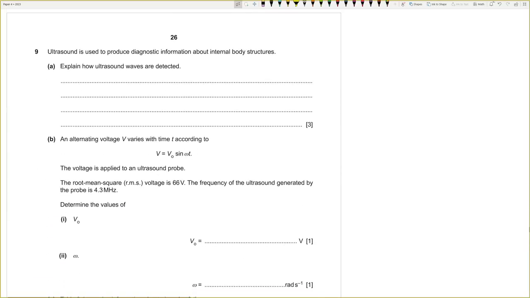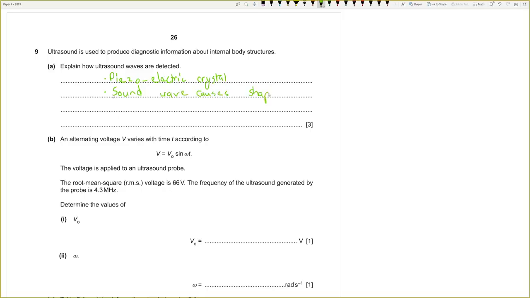Explain how ultrasound waves are detected. Okay, so we basically use a piezoelectric crystal, right? So we refer to the piezoelectric crystal being used. Now, when the sound waves are reflected from the body surface or internal structures, it causes the crystal to vibrate.